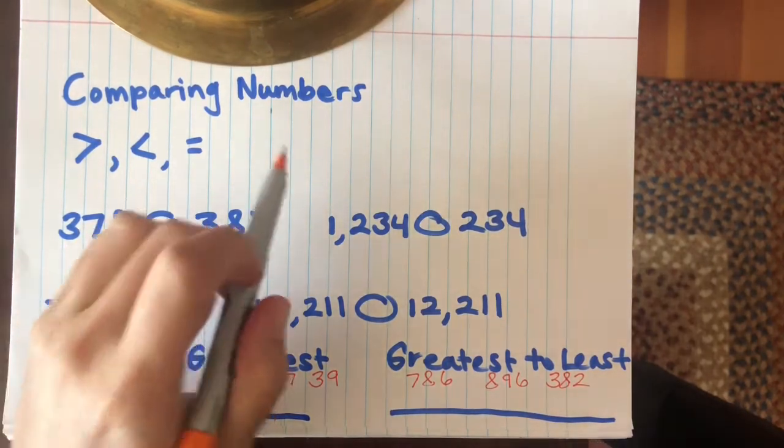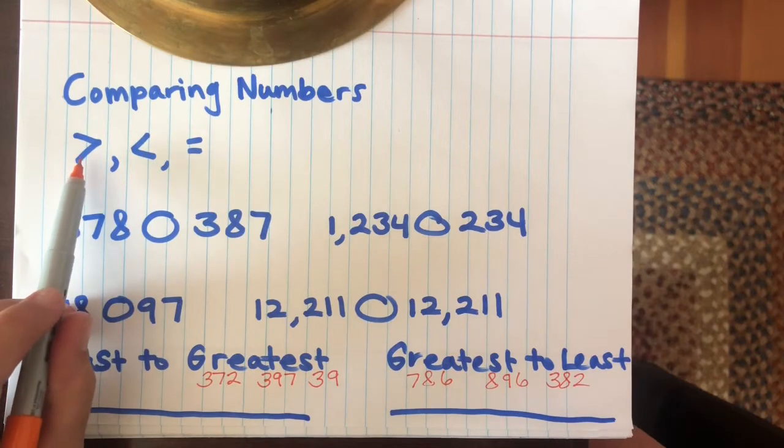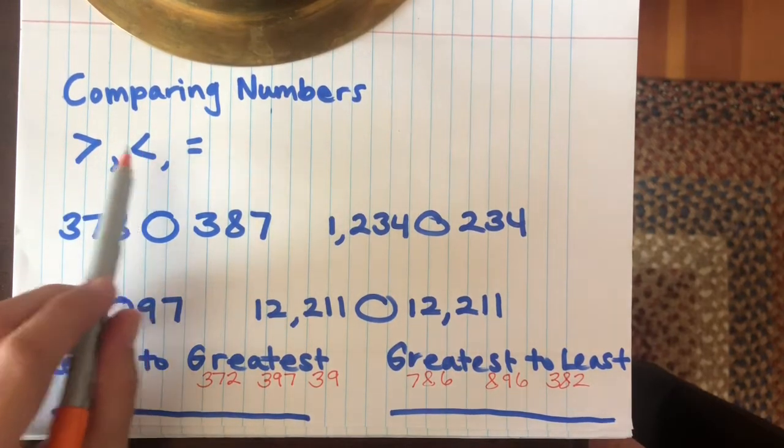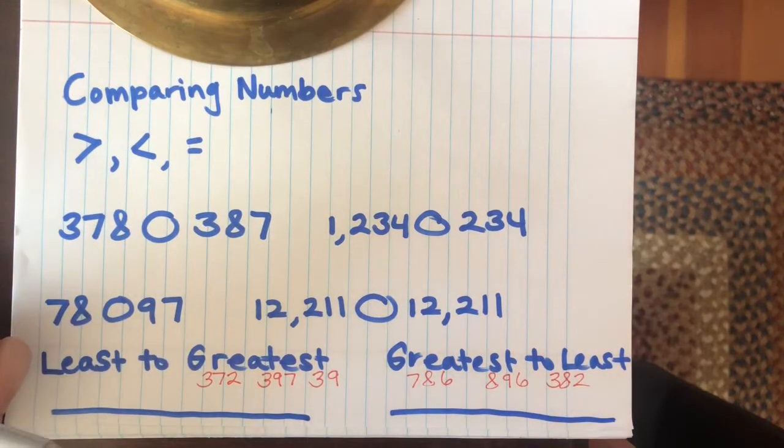We're going to start today with looking at the symbols. For comparing numbers, you're going to use greater than, less than, or equal to. And I'm going to talk about a strategy you can use today when comparing numbers.